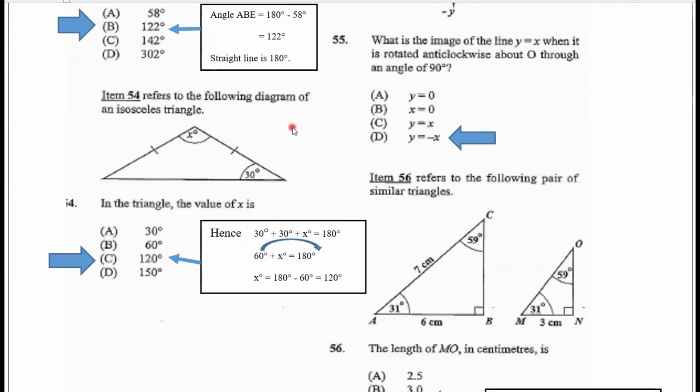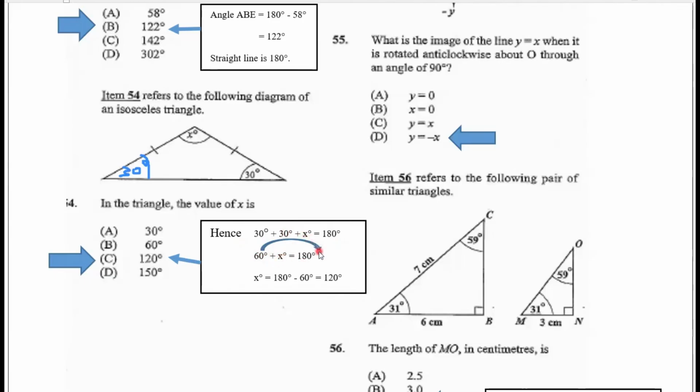Item 54 refers to the following diagram of an isosceles triangle. Now, isosceles triangle would just mean that the two angles, in this case below, are equal. So you see how here it's 30? Here will also be 30. So guess what? 30 add x would give me 180 degrees, because 180 degrees make up a triangle. 30 add 30 is 60. 60 add x will be 180.